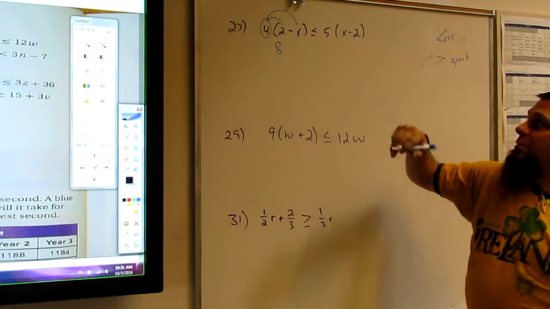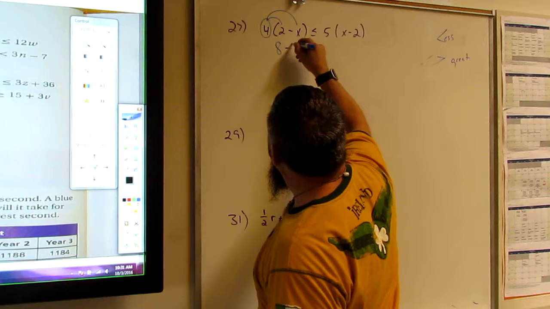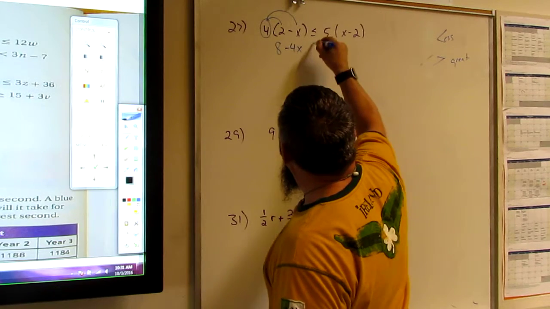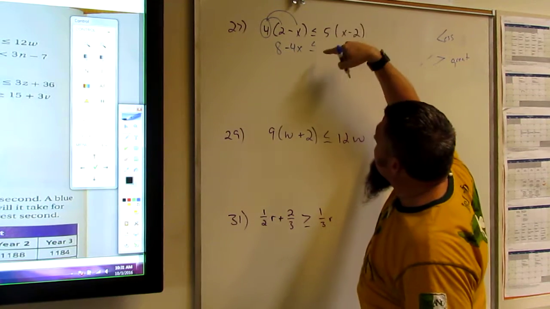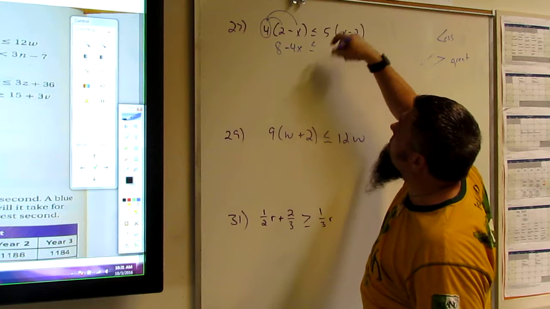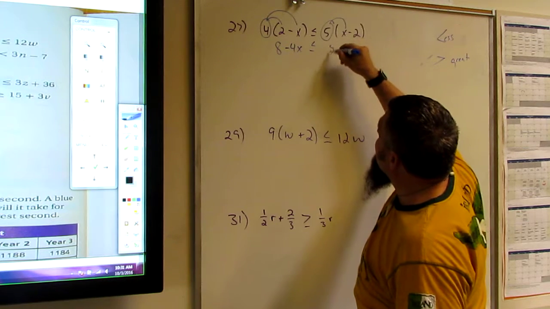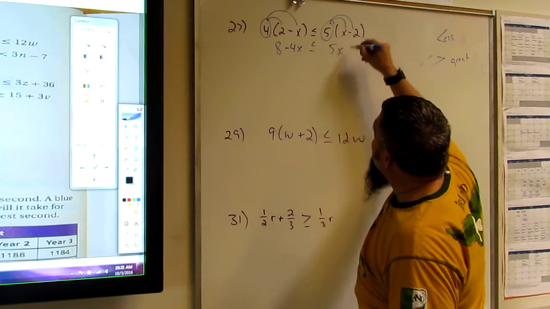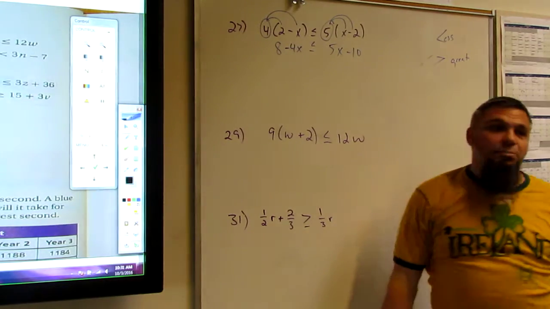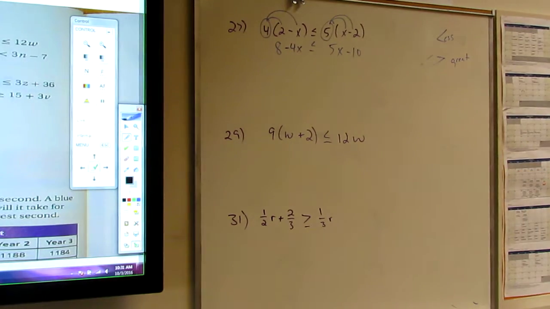So 8 subtract 4x is less than or equal to 5x subtract 10. Okay, this is the biggest mistake students make, is they do not give everyone on the block the paper.